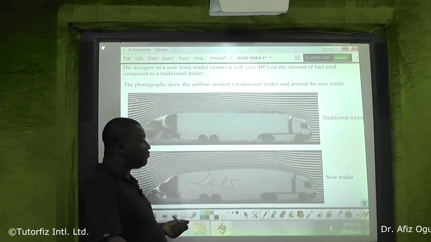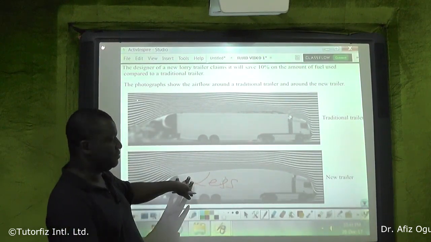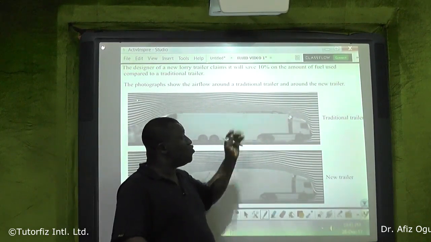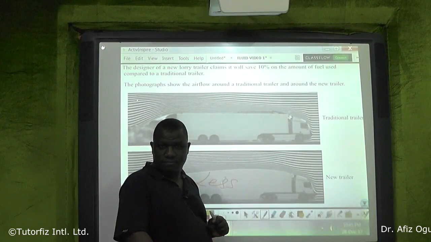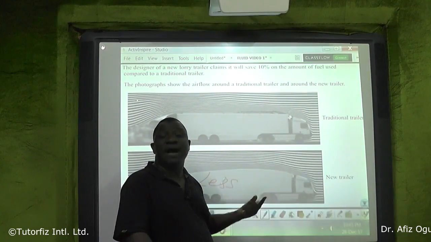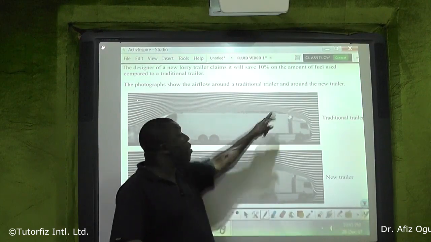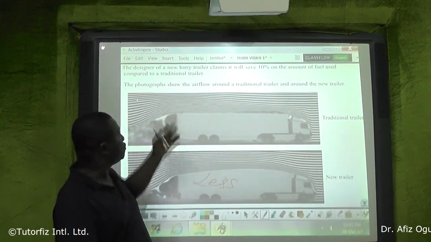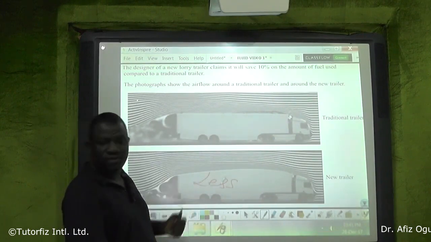First, you have to tell them that this new trailer is more streamlined than the old trailer. So the old trailer has more sharp angles and therefore more turbulence around it. The diagram clearly shows also that there is more turbulence around it.